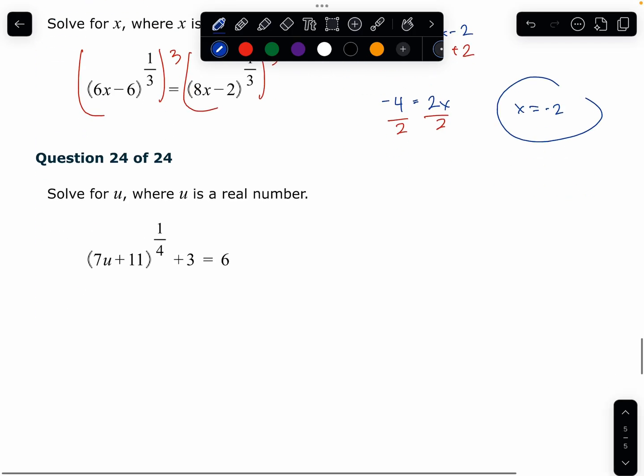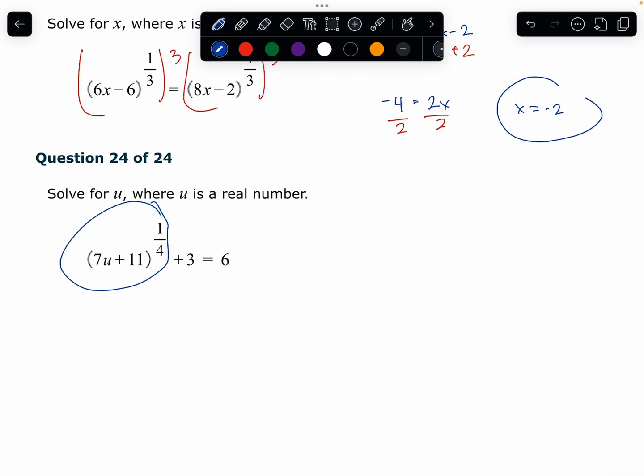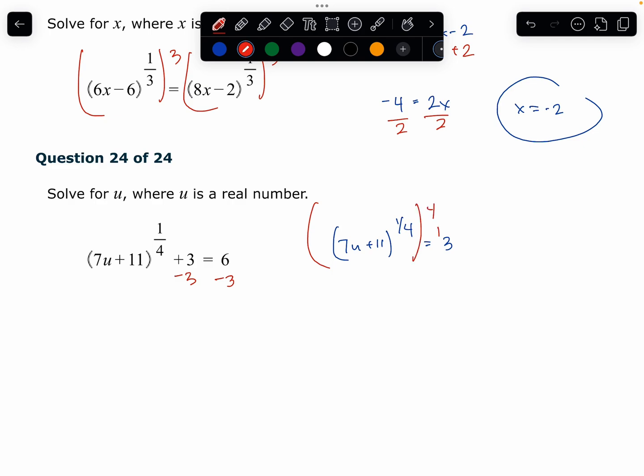For 24, we're going to solve for this part right here. So first thing I'm going to do is subtract the 3. So I'm going to get 7u plus 11, that's raised to the 1/4. That's going to be equal to 3. Then we're going to raise both sides to the 4th power. That's going to be 7u plus 11 is equal to, what is 3 to the 4th? I think that's 81. 3 raised to the 4th, that's going to be 81.